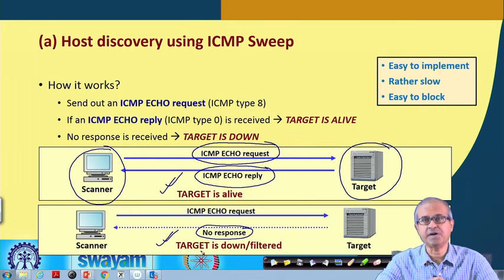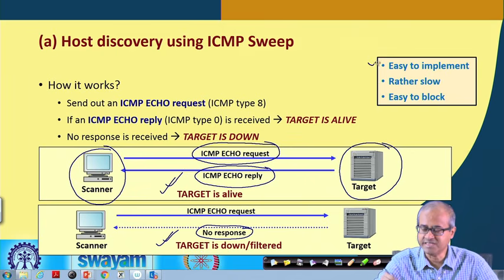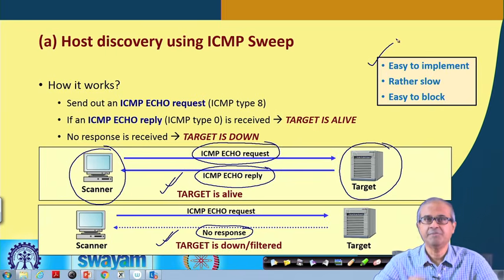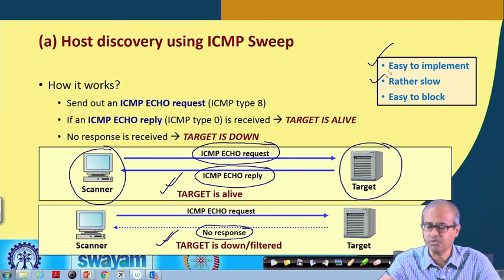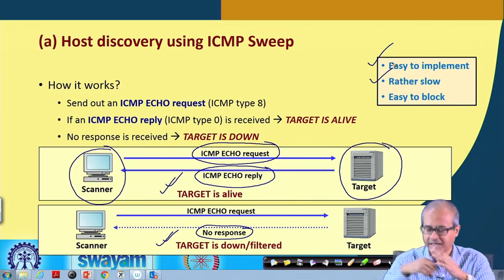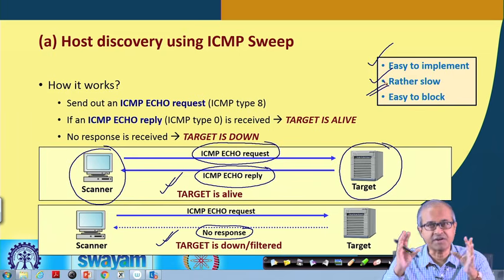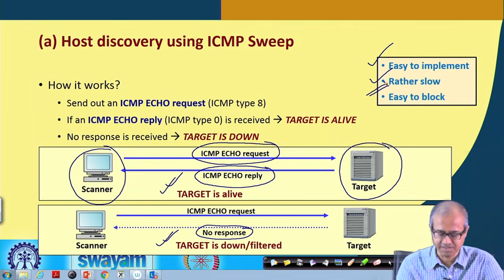Now, the good thing about ICMP sweep host discovery is that this is easy to implement, but because you have to send individual packets to all the hosts, this is slow. If there are 1000 hosts, you will have to send 1000 packets, and it is relatively easy to block. Firewall or router, you can configure it easily to block this kind of packet, so that you cannot mount this kind of approach for host discovery.